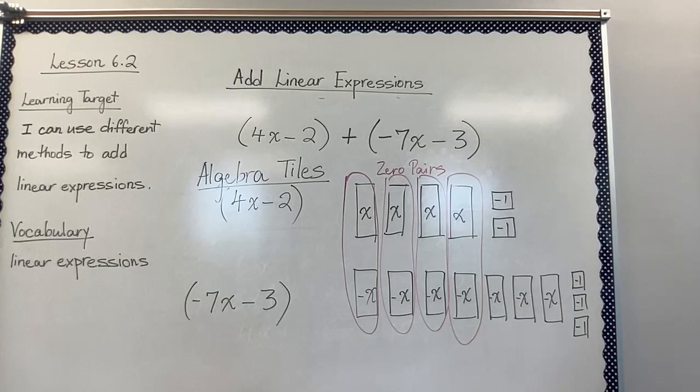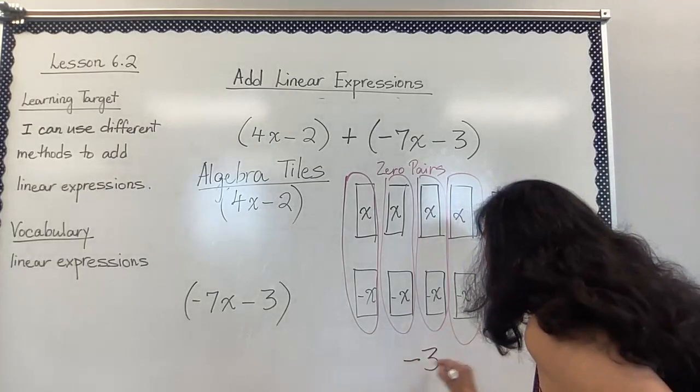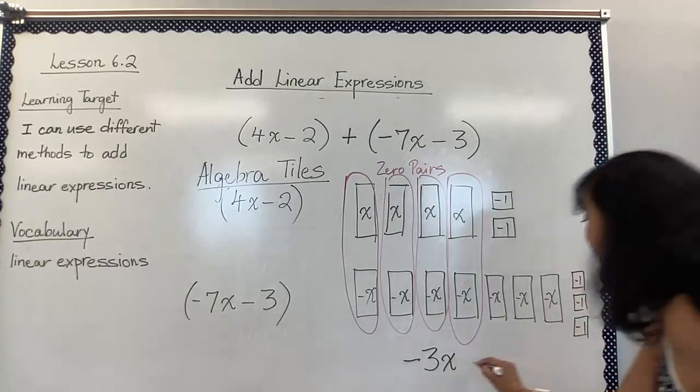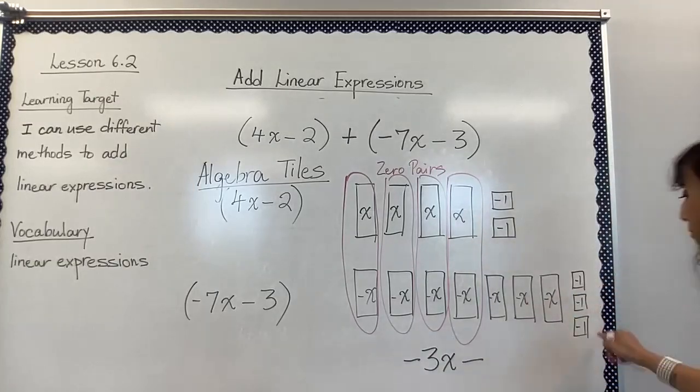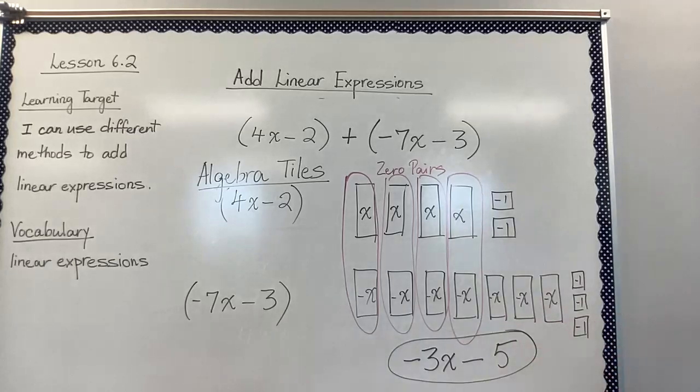Then I'm looking at what do I have left. I have 3 negative x's left, and let's see, how many negative ones do I have over here? 1, 2, 3, 4, 5. So therefore, my answer for this is going to be negative 3x minus 5. So this is my final answer using algebra tiles.